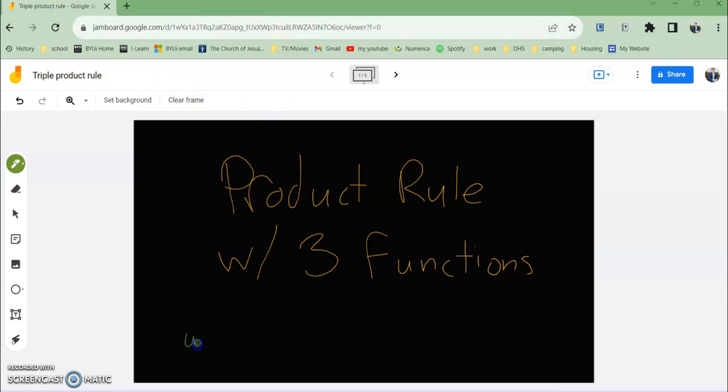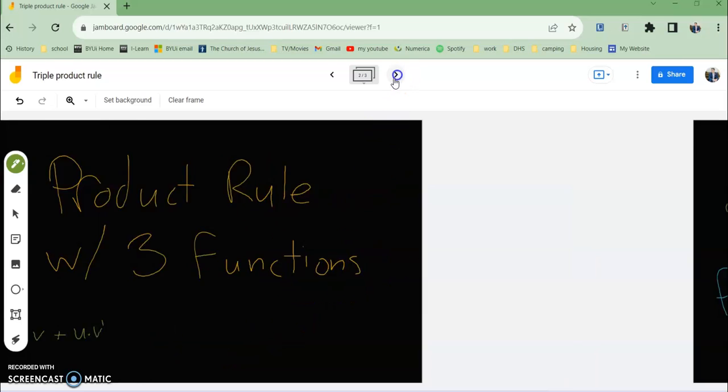Or you might see it as u prime v plus u times v prime. And that's the regular product rule, but that's for two functions. That's with a u and a v. But here, I want to go over three functions.